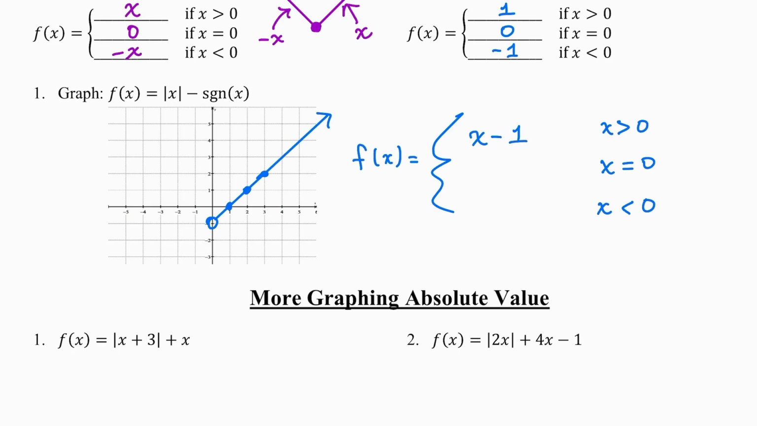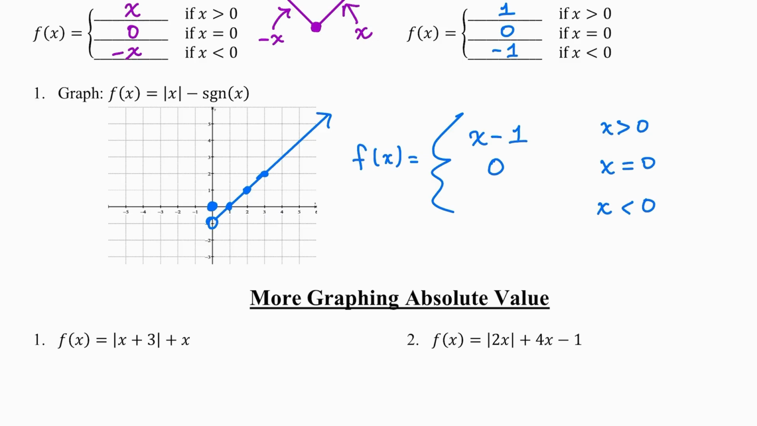Well, when x is 0, this is when you have to be very, very careful about what's happening here. We are literally plugging 0 into the absolute value, which gives us 0. We plug 0 into signum, and get 0. And if you subtract 0 and 0, you get 0. So you get a point there.